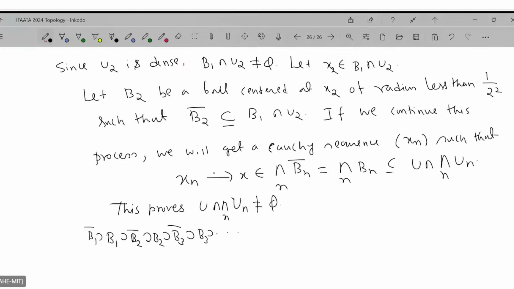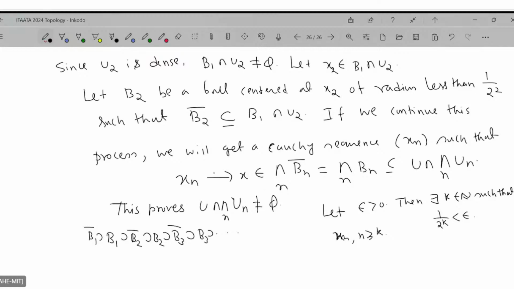And it is a Cauchy sequence. Why is it a Cauchy sequence? Let's take any two numbers, m and n, both greater than some index. Then there will exist a natural number k such that 1 by 2 to the power k is less than epsilon. A little bit of adjustment is needed. If you now take m, n greater than or equal to k, and consider xm and xn.